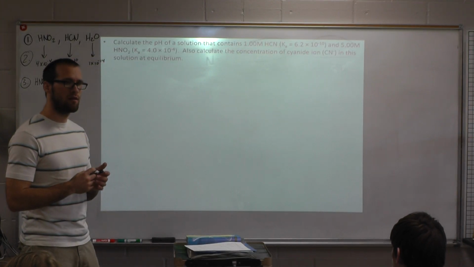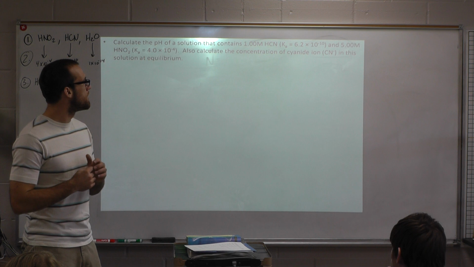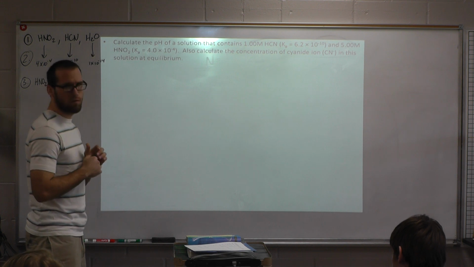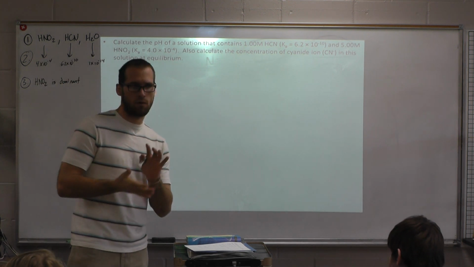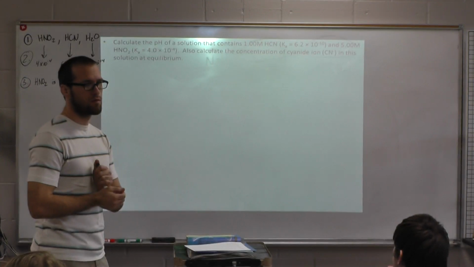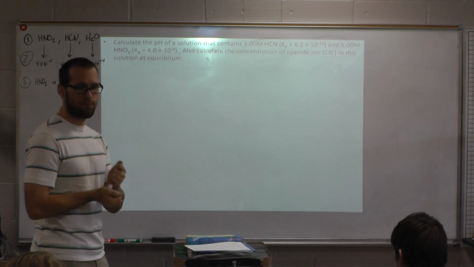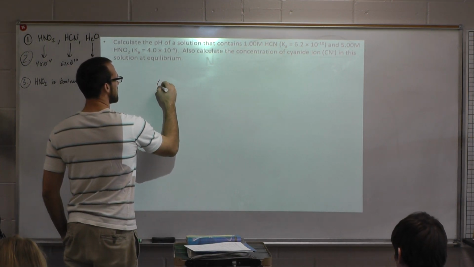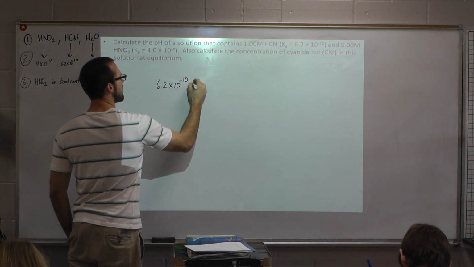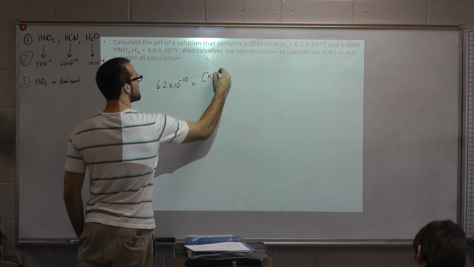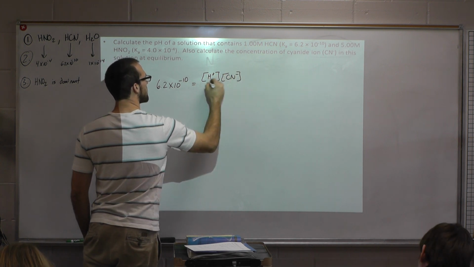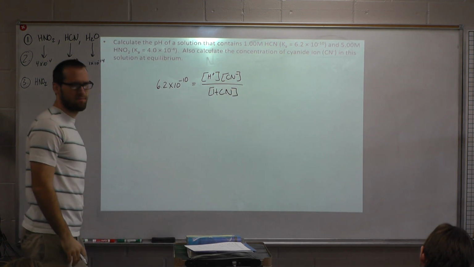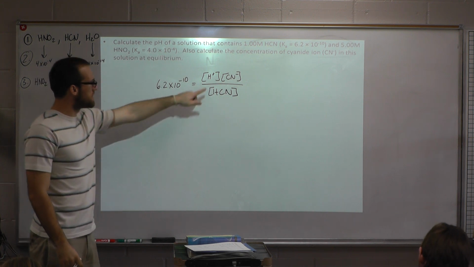What do you say? Square root of 6.2 times 10 to the negative 10? Oh, no, it won't be divided by 5. You're right. Can't you just do an ice table for that? You could, but it's easier than that. You can use the K expression. Right, that would be H plus times CN minus over the whole thing. Right? Don't we know this?